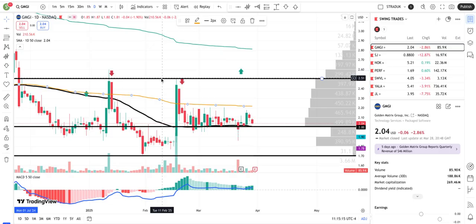Good afternoon guys, just a quick training video on chart setup and positions for next week. Over the past couple of days we've been talking about GMGI, Golden Matrix Group, one of the stocks we've been watching for some time. We're just going to discuss the current setup which you see on the screen.